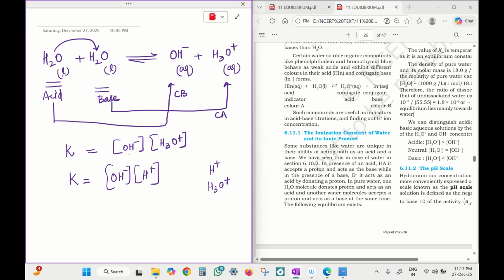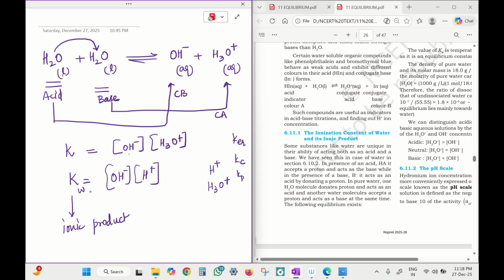Now, since this equilibrium is about the dissociation of water, we can also call the equilibrium constant Kw. So the Kw is now called the ionic product of water. Okay, so it is nothing new. It is the equilibrium constant for the dissociation of water as a weak electrolyte. So it is the same as Keq, Kc, Kp, etc. Yet another term which is called Kw.